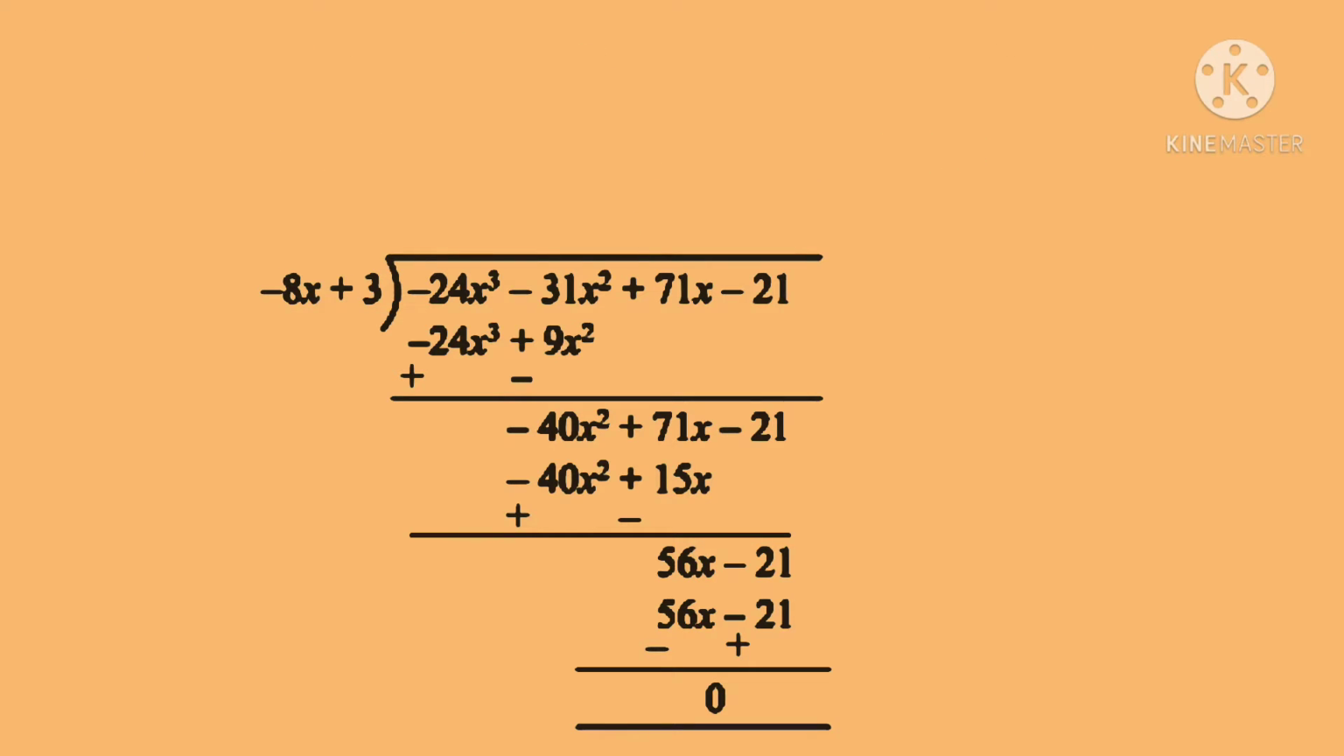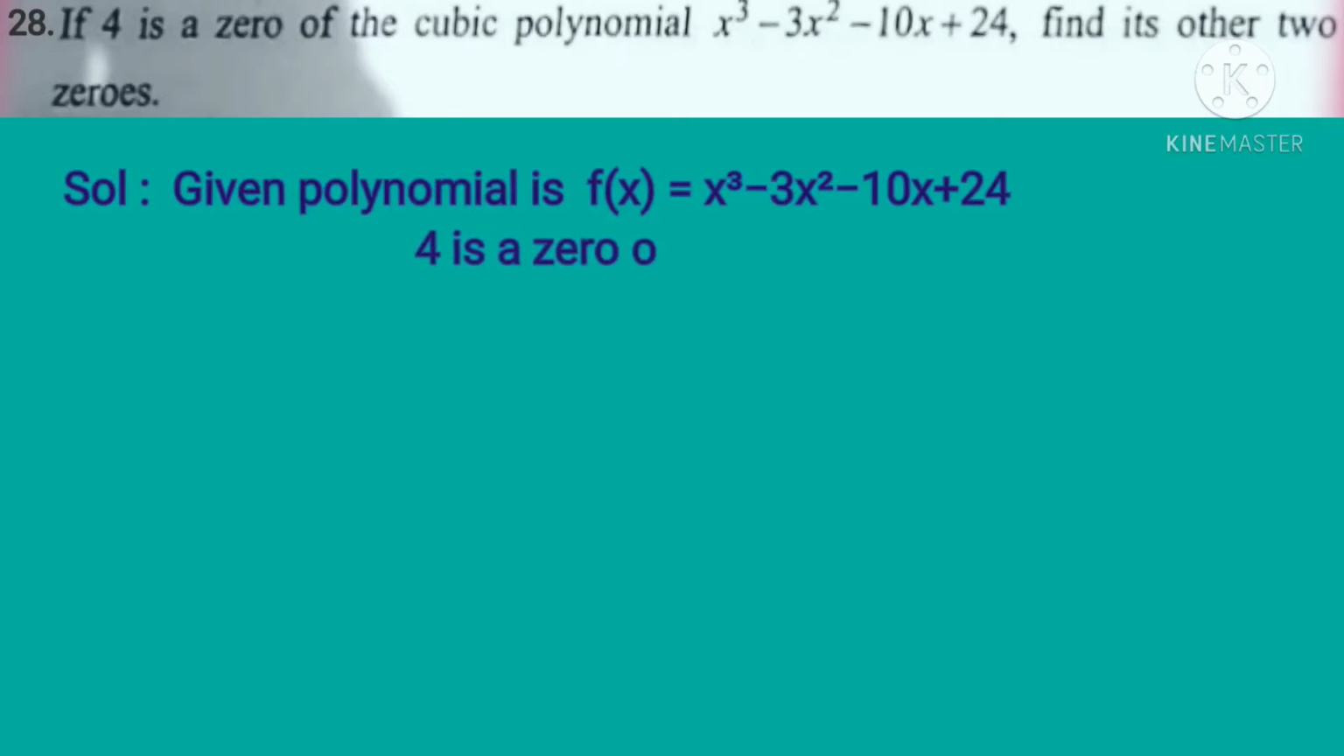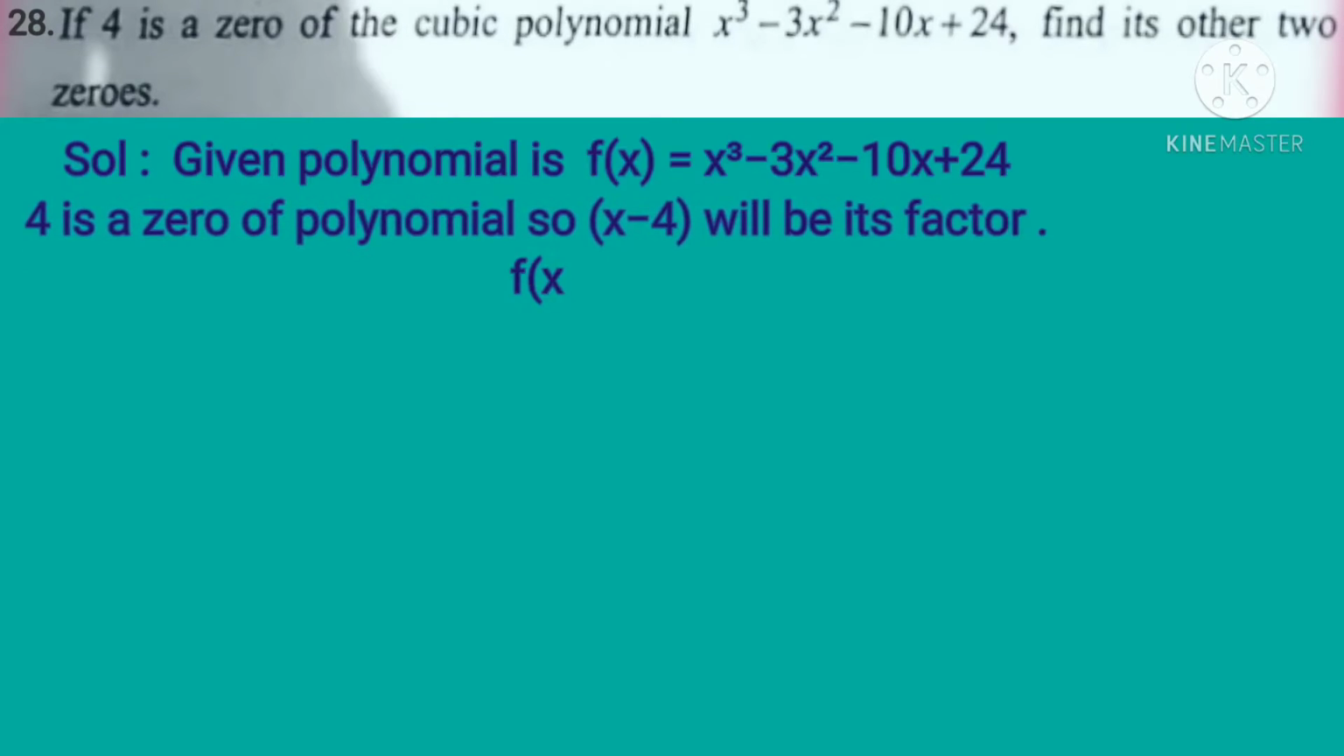So question number 28 is, if 4 is a zero of the cubic polynomial, find the other two zeros. So the given polynomial is f(x) is equal to x cube minus 3x square minus 10x plus 24. Given is 4 is the zero of this polynomial, so it means x minus 4 will be its factor, and f(x) is divisible by x minus 4. So we will divide this polynomial by x minus 4.